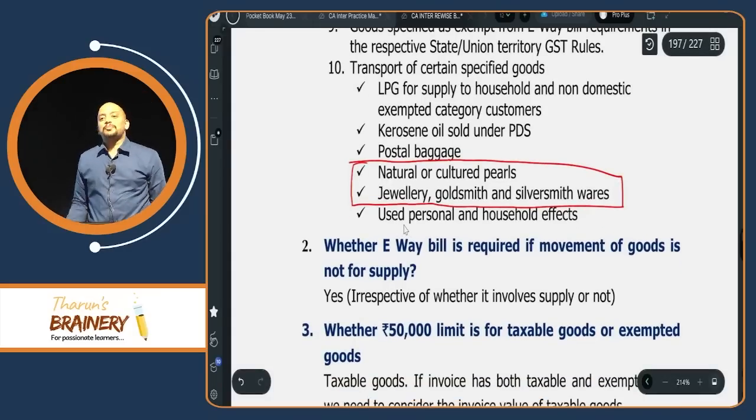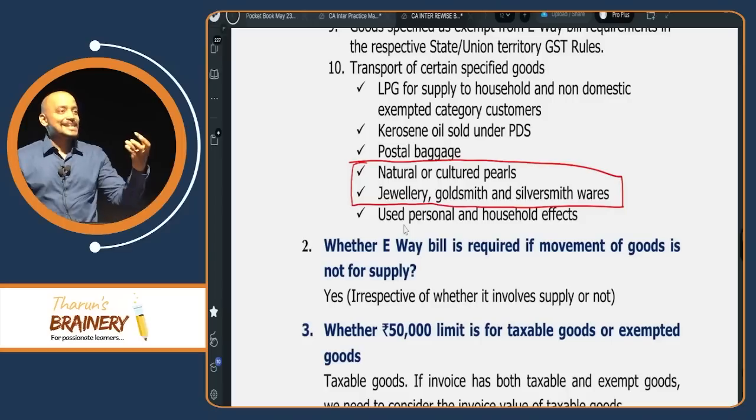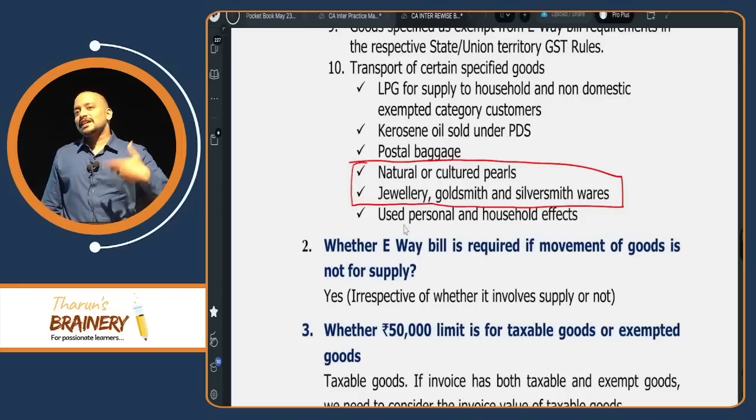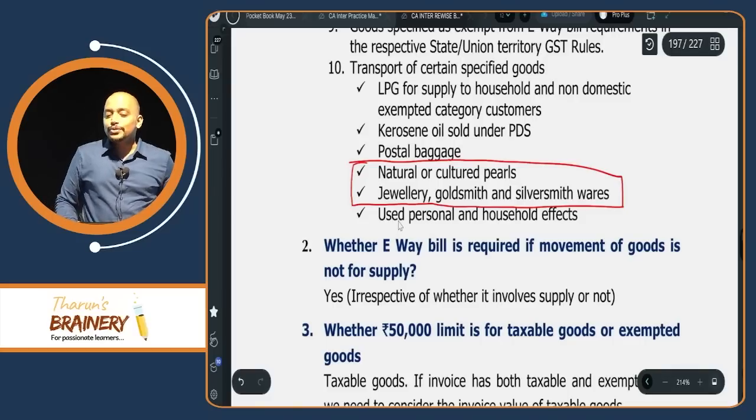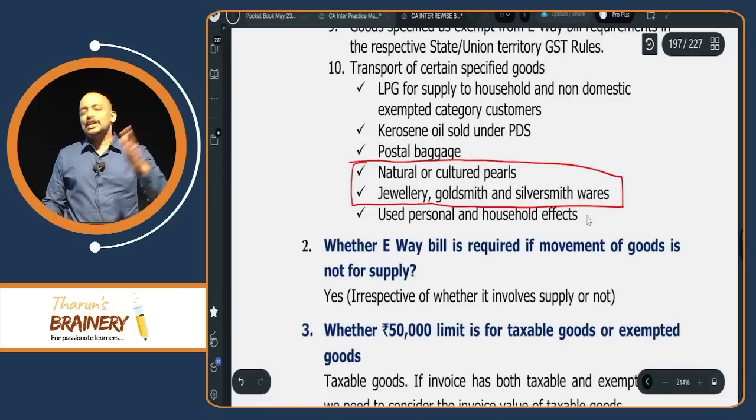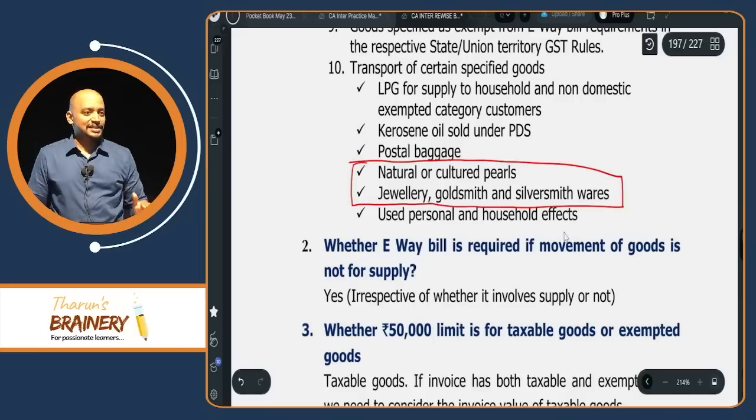But they will not report. They are not required to report because it is sensitive data. So in which vehicle they are transporting goods, they will not report. So e-way bill not required. Used personal and household effects, like relocating house from one place to another place, also do not require any e-way bill.